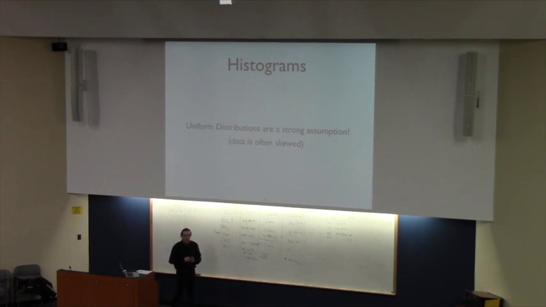So we've so far made a very strong assumption about the data that we've been working with, namely that it's distributed according to a uniform distribution. Now that's a very, very strong assumption. Grade distributions, for example, have a normal curve. Age distributions in various settings. Data often has a non-uniform distribution. So if we make a uniform assumption, then we're potentially getting it flat out wrong.